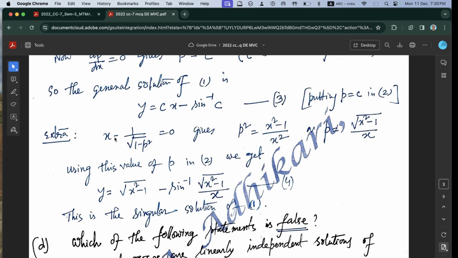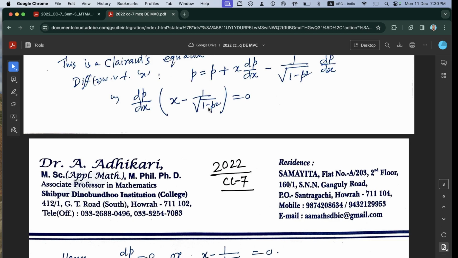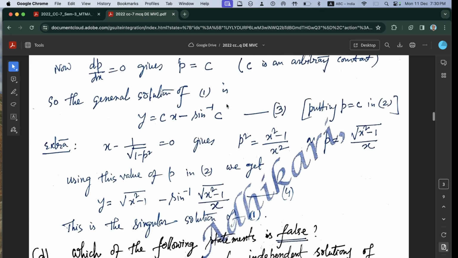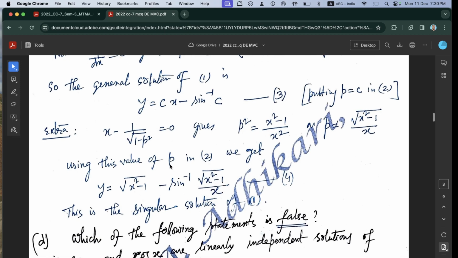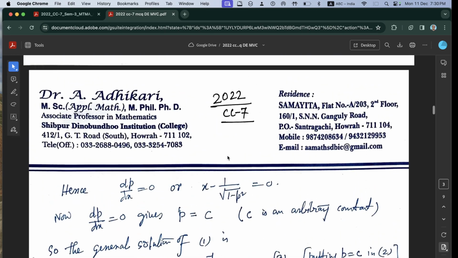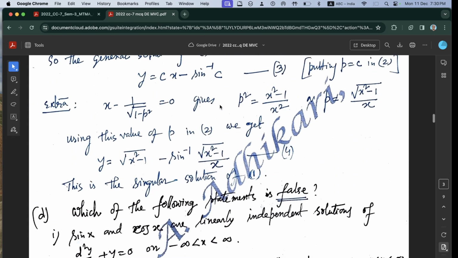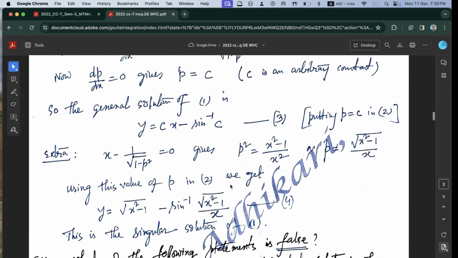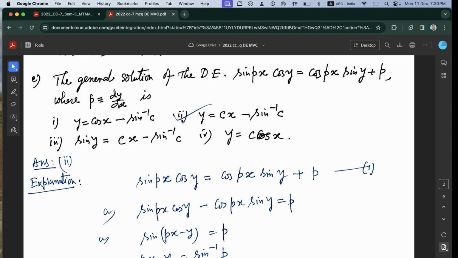Now the extra part, from the factor x minus 1 by root over 1 minus p square equal to 0, we get p square equal to (x square minus 1) by x square, or p equal to root over (x square minus 1) by x. Using this value of p in equation 2, then eliminating p, we get y equal to this, and this is a singular solution of the given differential equation. So the correct answer is 2.